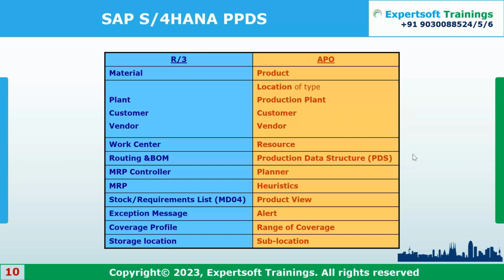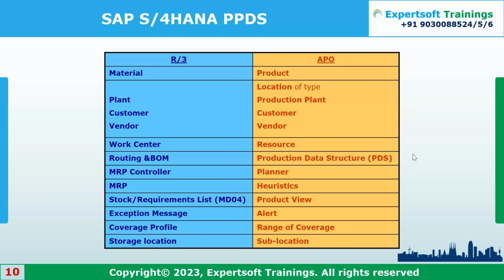And the work center is called resource in APO. BOM and routing together, the production version that we usually know, is called production data structure, or PDS. The MRP controller is called a planner. And the MRP logic itself, material requirement planning, is called heuristic in APO.